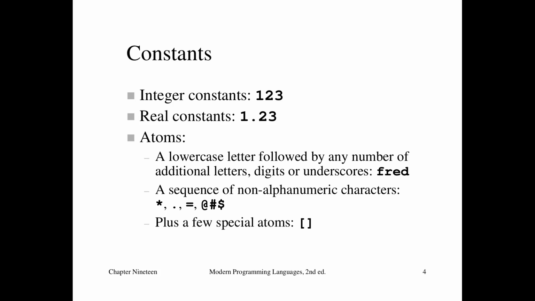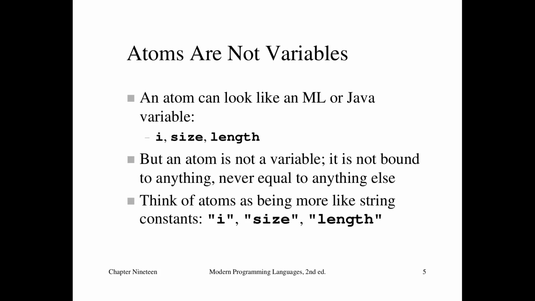So bearing all this in mind, these are your basic constants. We have to note that atoms are not variables. They look like a variable that we see in, for example, ML or Java, but in reality, this is not even close to what they are. We need to think of these as a symbol, a thing that is a value, and basically consider it more like a string constant from Java or ML, just without the double quotes.